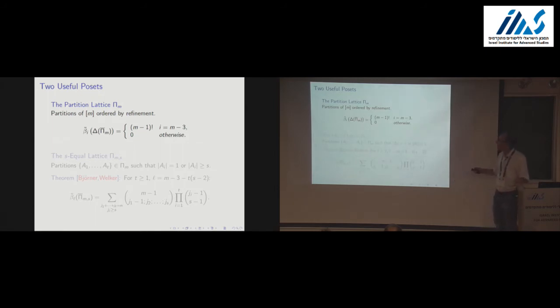Here is an example of a geometric lattice. This is the partition lattice of the numbers from 1 to n. So you take all partitions and you order them by refinement. And then we get only homology in dimension n minus 3, as Folkman's theorem predicts. And this is the relevant Betti number. There is also the S-equal lattice, which is a sublattice of the partition lattice. Here you use sets which are either of size 1 or of size at least S.